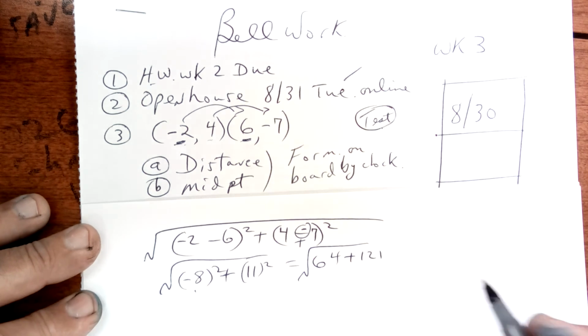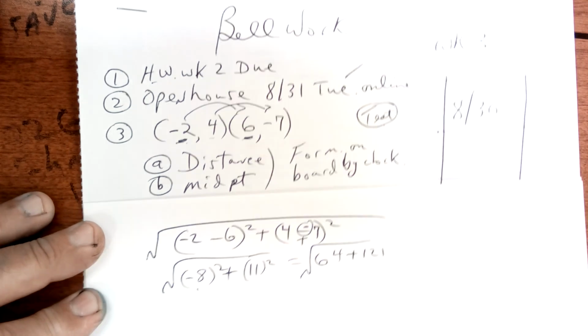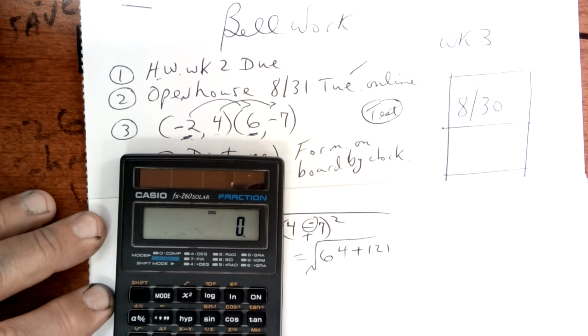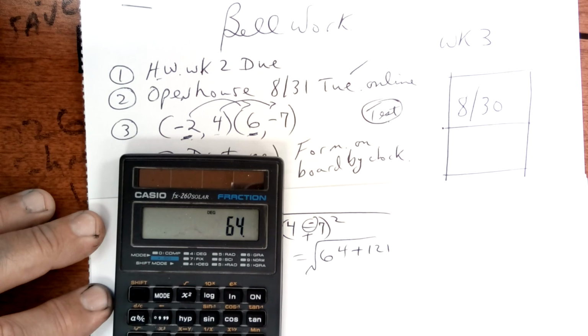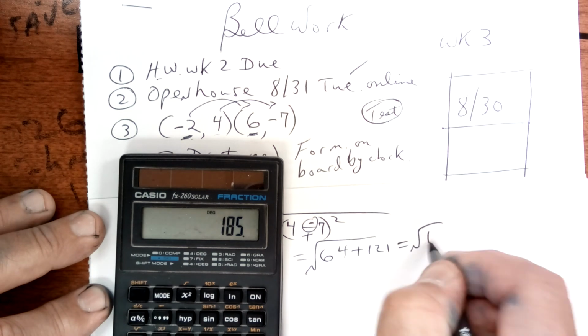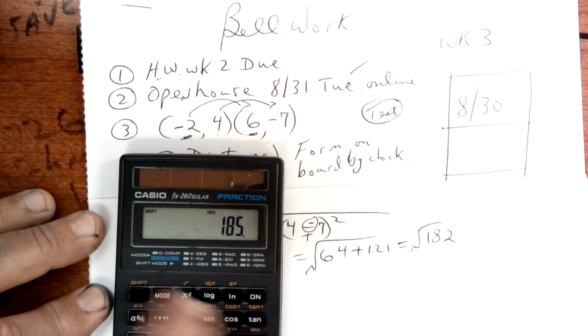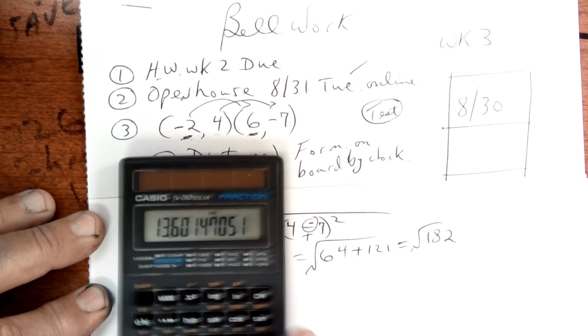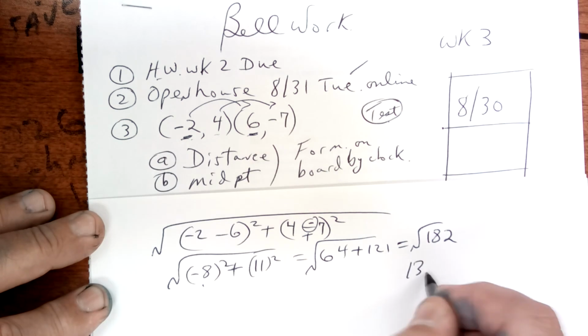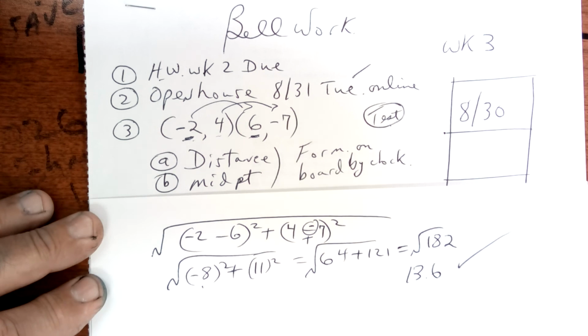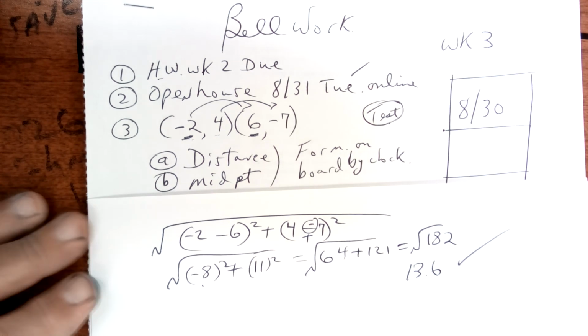And when you add that up, and again, make sure your calculator's out every day on your desk, plus 121, I end up with 185. And so make sure you can do this, shift, square root. Make sure you get 13.6. Okay, and your test is going to be multiple choice. You're going to get 2 tries at it online.